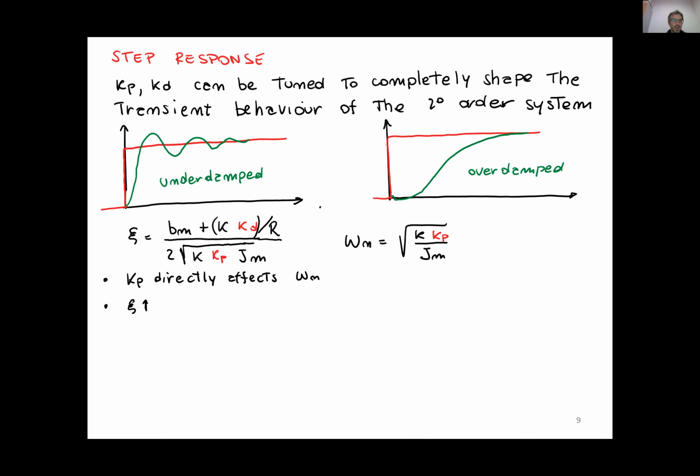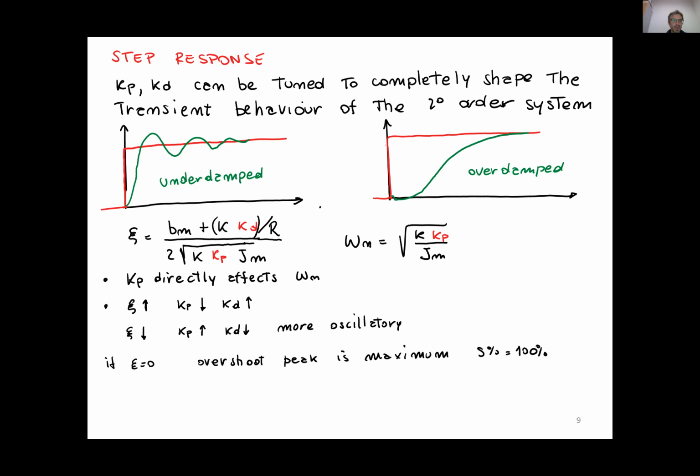In particular, KP directly affects omega n, but also zeta. To increase the damping, we should decrease KP, making the denominator smaller, or increase KD. While to reduce the damping, so make the system more oscillatory, we need to increase KP, which is kind of making the system stiffer, and reduces the damping, so less damping of the oscillation.